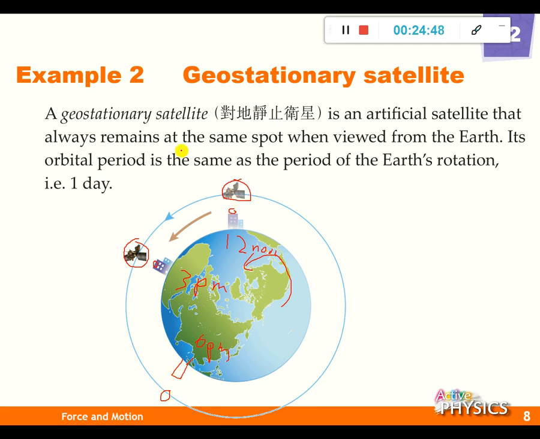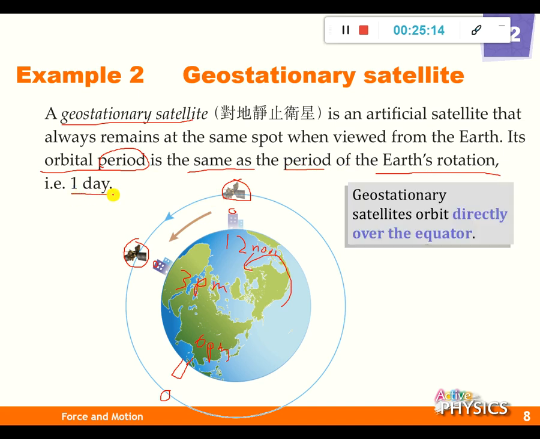Okay. What is the function of this satellite, and also how to predict it? Will be this. You can see that the orbital period. And once again, what's the meaning of period? The time for it to move around one cycle, one complete cycle. This one should be the same as the period of the Earth's rotation. This one should be 1 day. Okay. Then this one is directly over the equator.